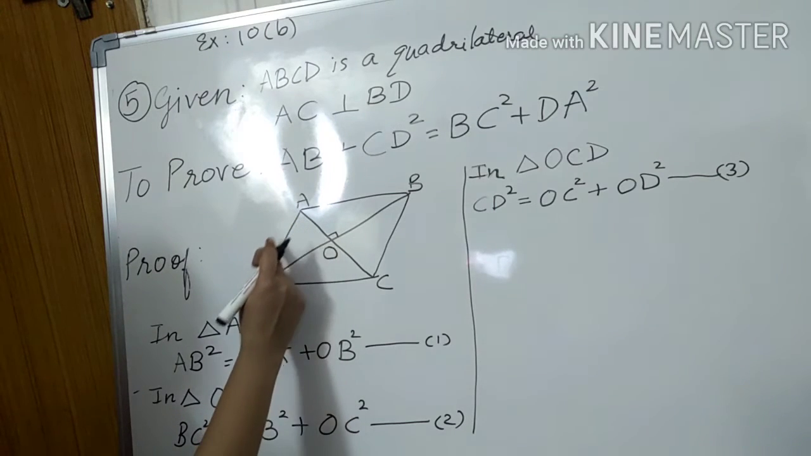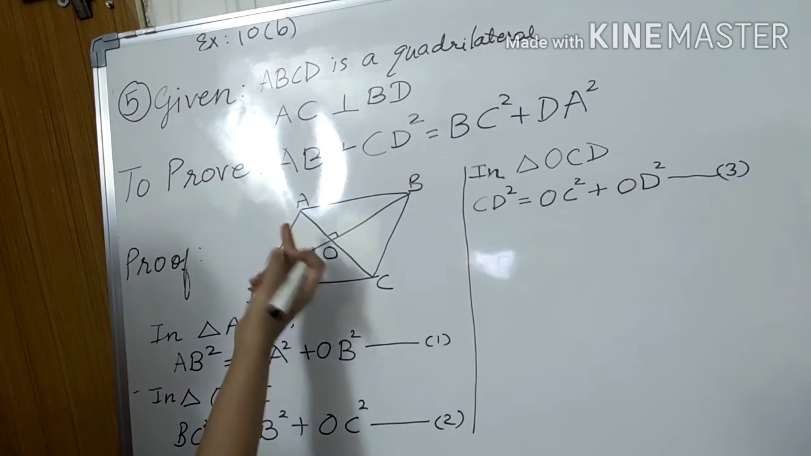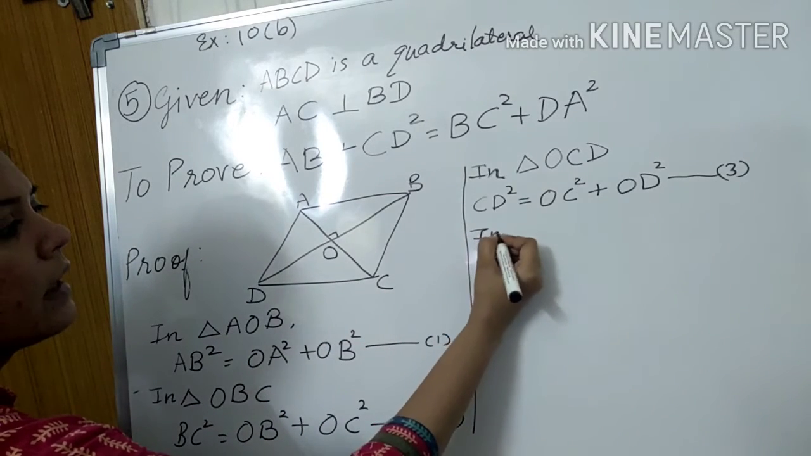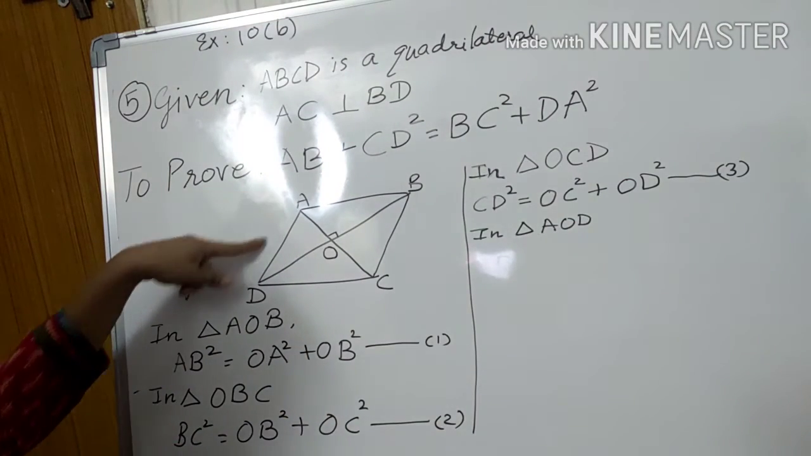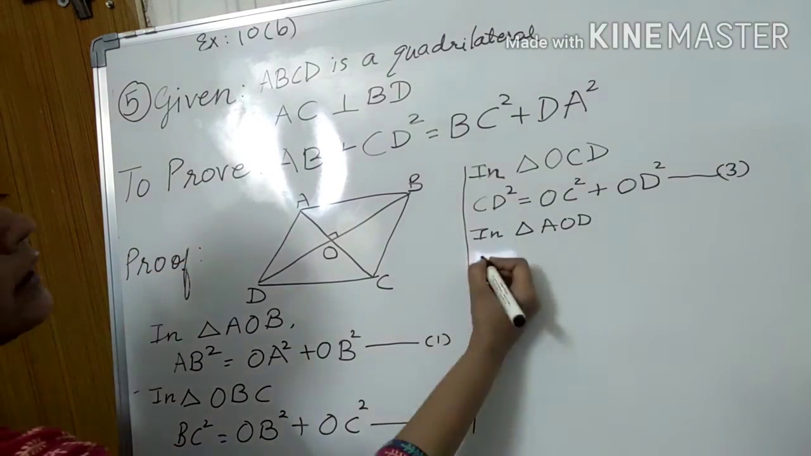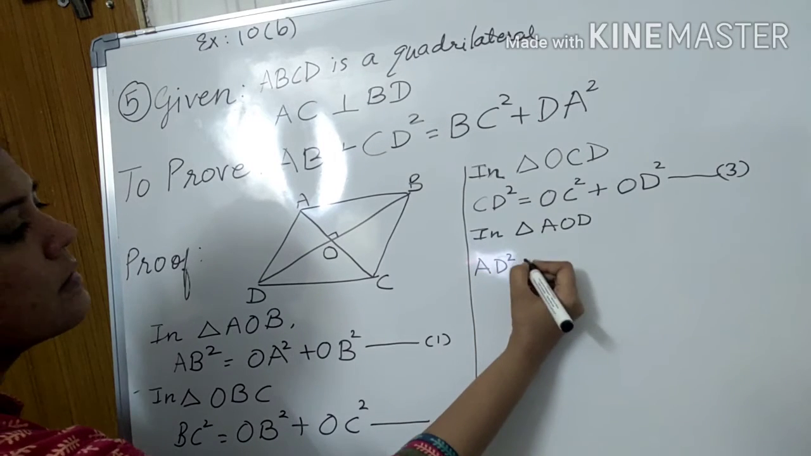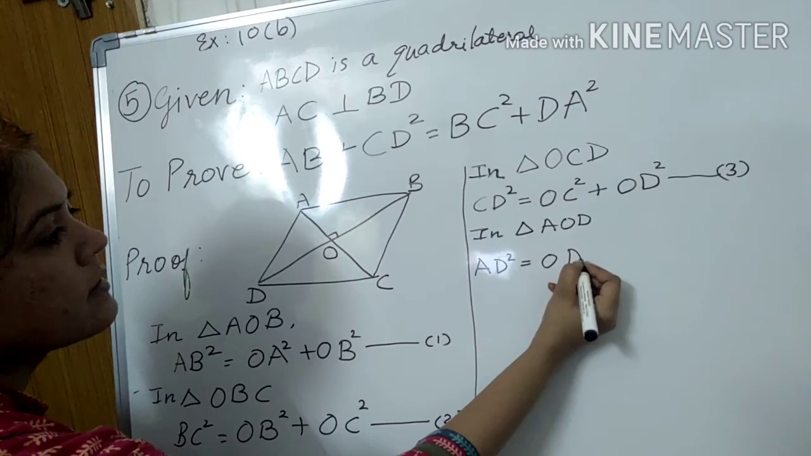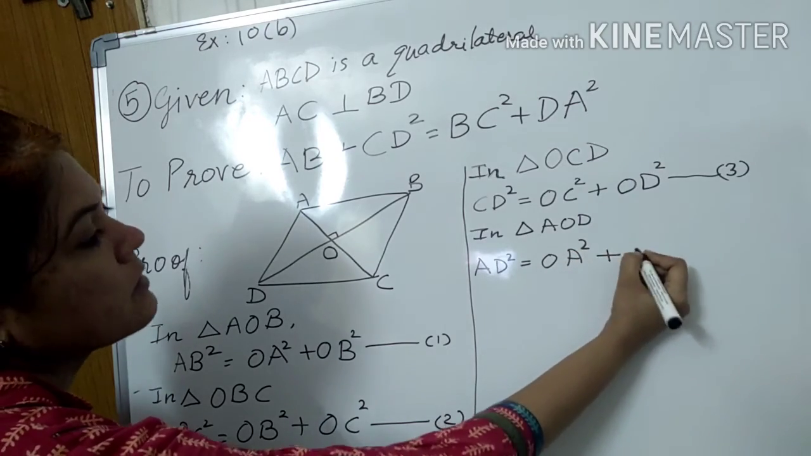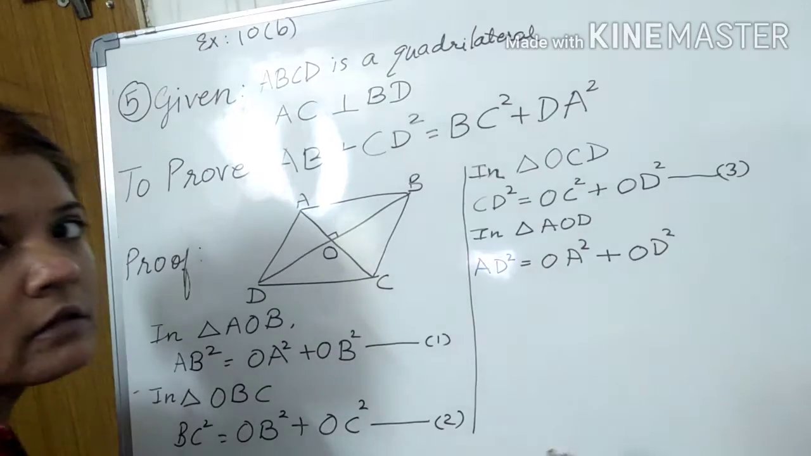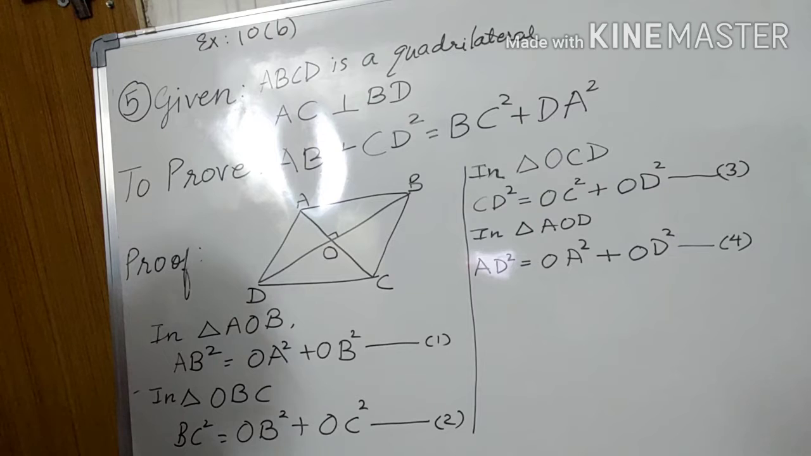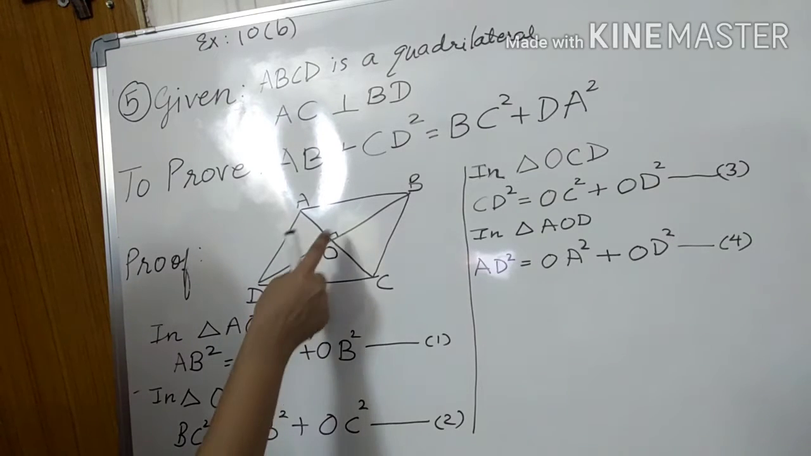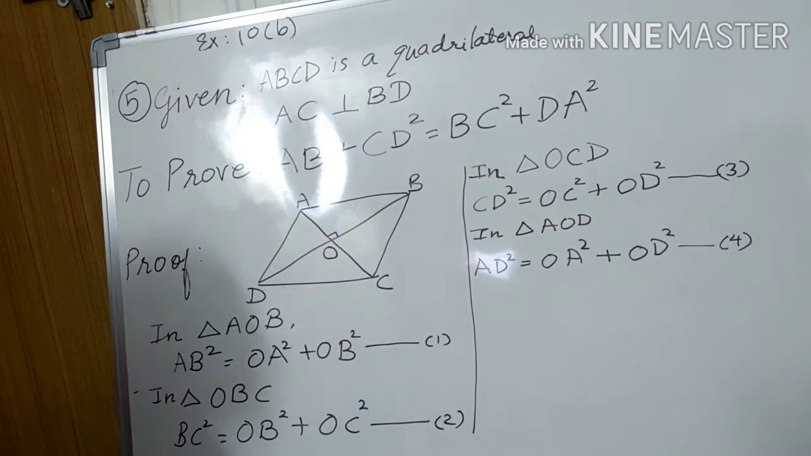Now in this fourth triangle AOD, you can write in triangle AOD, this AD is hypotenuse, so I write AD square is equal to OA square plus OD square. This is my result number 4. So students, this way I get 4 results using Pythagoras theorem in 4 different triangles formed of this quadrilateral ABCD.